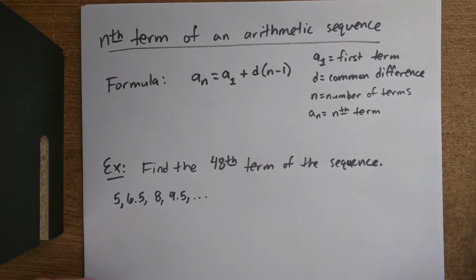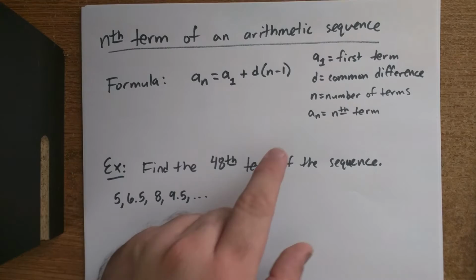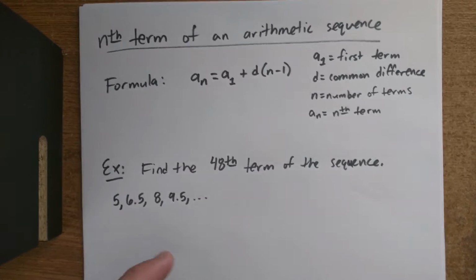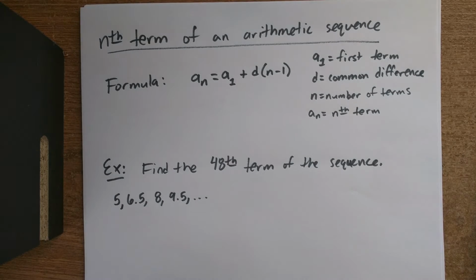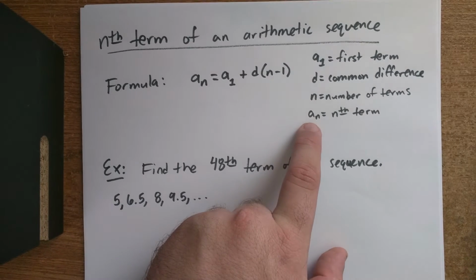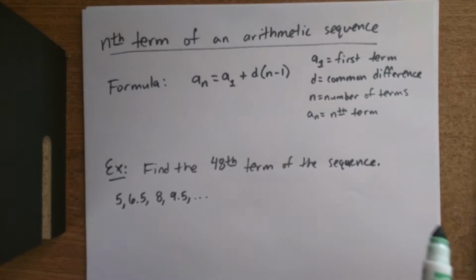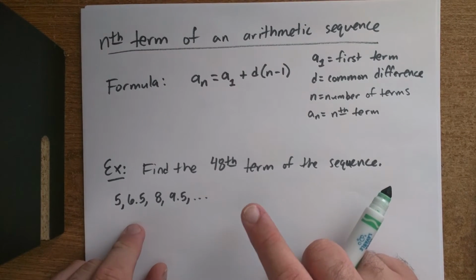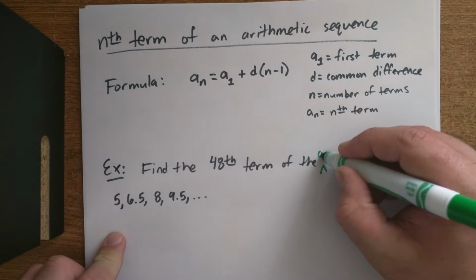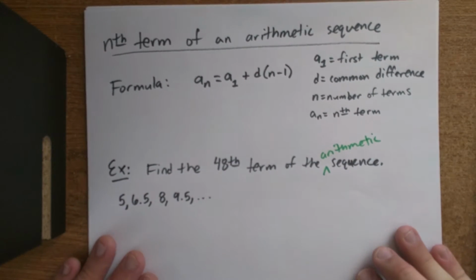Now d, remember how we just talked about what d is? How we said d is equal to negative 3? Well, d is what's called your common difference, and that's the number that you have to add or subtract to get every next number on the list. N is your number of terms, and a sub n is the nth term. We'll talk about what that means in a second. But this example says, find the 48th term of the sequence. Well, it should actually say arithmetic sequence. We're assuming it's arithmetic, meaning that you can add or subtract some number.